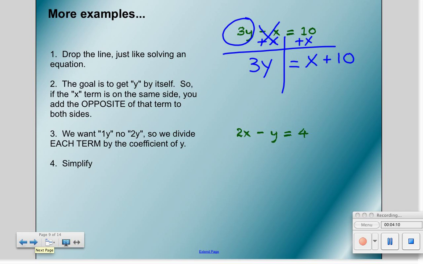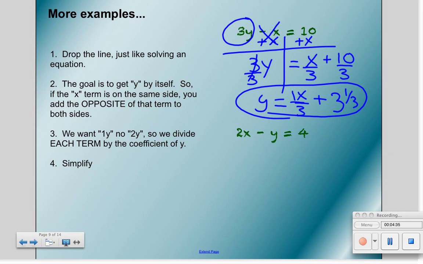I need to divide everything by 3. And basically I'm going to leave it like that. So I'm going to have y equals x over 3, which is really the same as 1/3 x, plus 10/3. You can leave it as 10/3, or if you want to make it a mixed number, you can gladly do that. So that's how I would rearrange that equation.